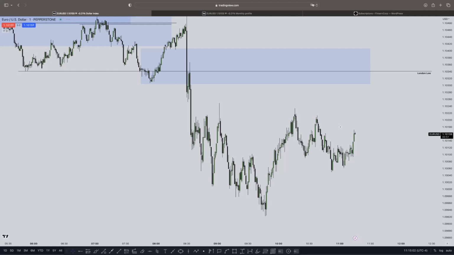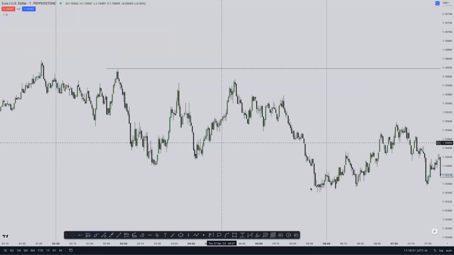Looking at this, I'm pretty sure you can't see. Hold up, there's something wrong. Give me a second. Okay, now y'all can see. Here's 2 o'clock, here's 6 o'clock. That's the London session. Inside of this, you can find a ton of setups.